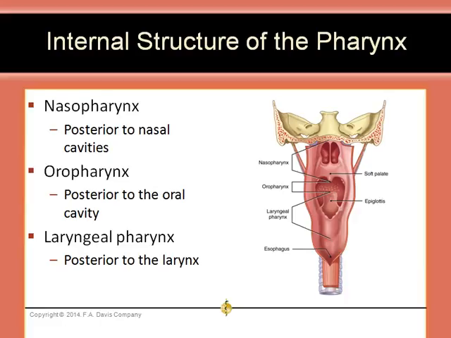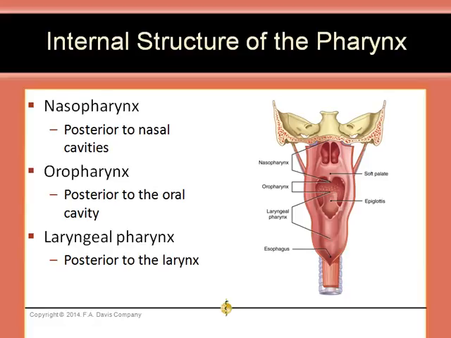The nasopharynx is located posterior to the nasal cavities. The oropharynx is located posterior to the oral cavity, and the laryngeal pharynx is located posterior to the larynx.